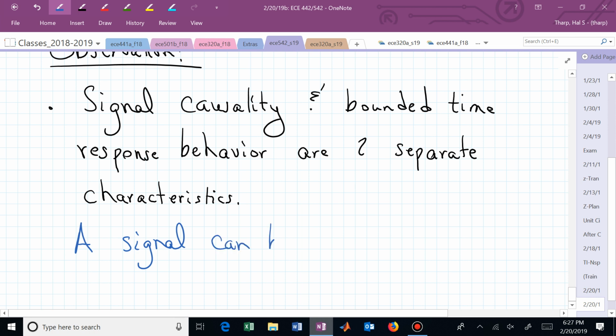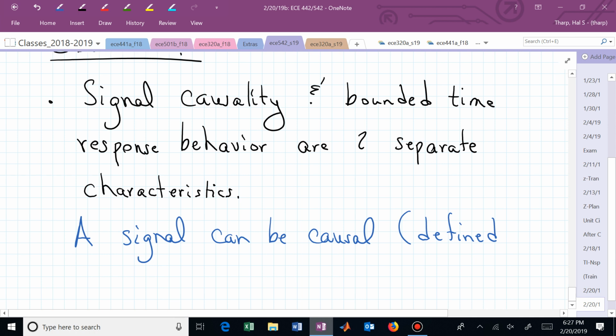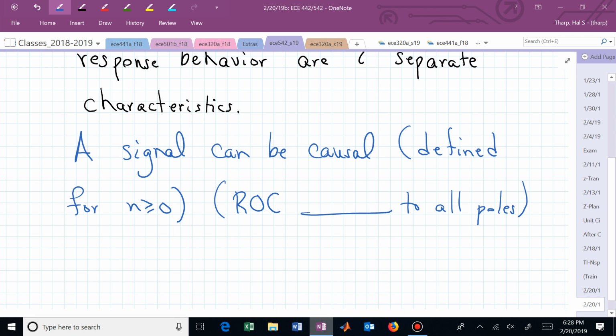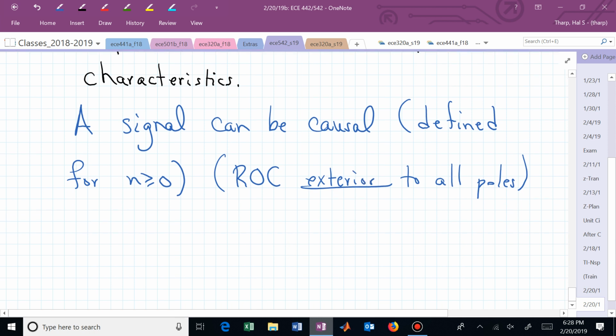Meaning, a signal can be causal, which means that signal is defined for n greater than or equal to 0. And where's the region of convergence for a causal signal relative to the poles? The region of convergence is interior to all poles or exterior to all poles. If we have a causal signal, it's now exterior. So a signal can be causal, meaning it's defined for n greater than or equal to 0. The region of convergence is exterior to all poles, yet this signal could be unbounded.